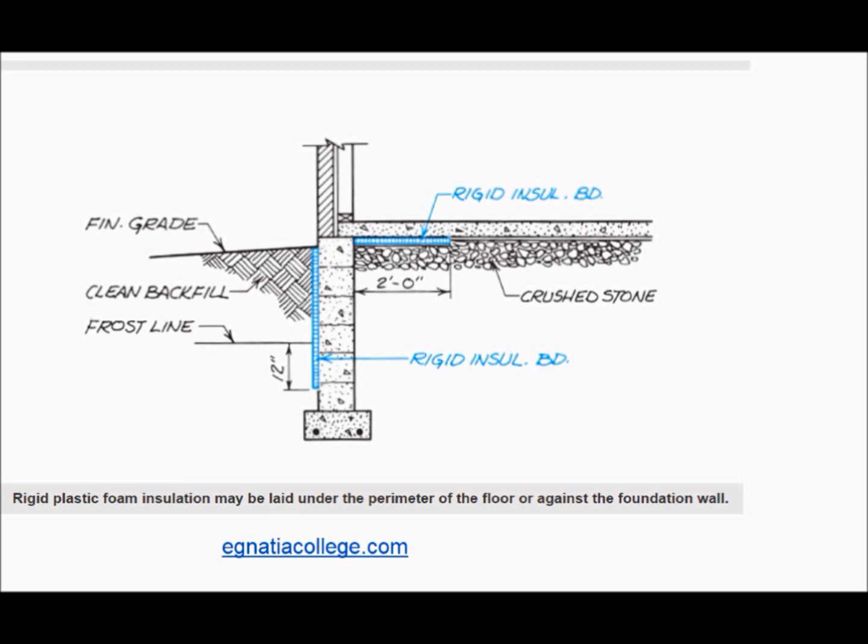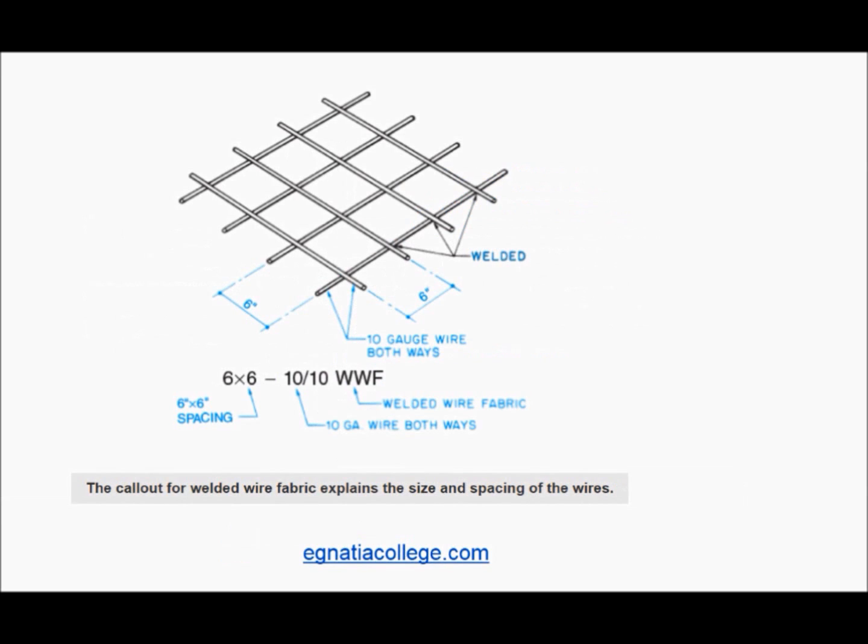Concrete slabs. When the house has a basement, the floor is a concrete slab on grade. The areas to be covered with concrete are indicated on the foundation plan or basement floor plan. This is usually done by a note giving the thickness of the concrete slab and any reinforcing steel to be used. To help the concrete resist minor stresses, it is usually reinforced with welded wire mesh.